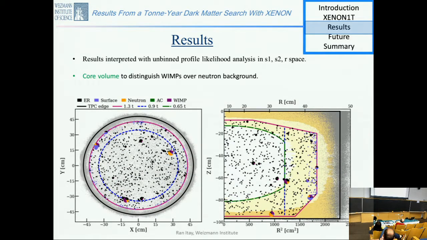This is the same thing, but now in spatial space. So this is y as a function of x, and this is z as a function of r squared. And we see that almost all of the events that are in the inner core are more likely to be electronic recoils and not nuclear recoils. Okay, the ones that are more likely to be nuclear recoils or from WIMPs occur really near the fiducial volume level, the fiducial volume here, we can see. Okay.